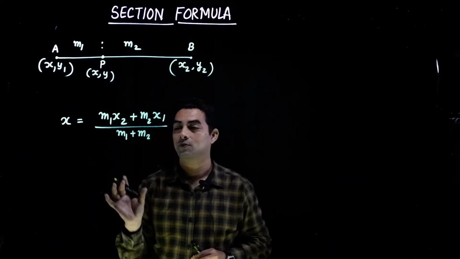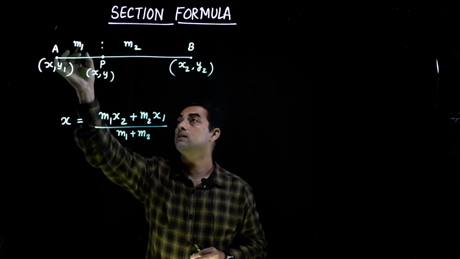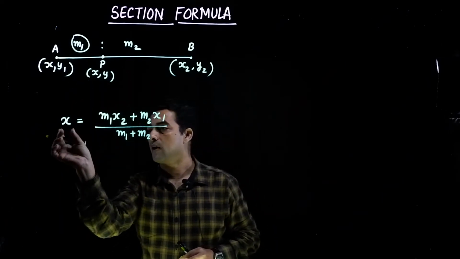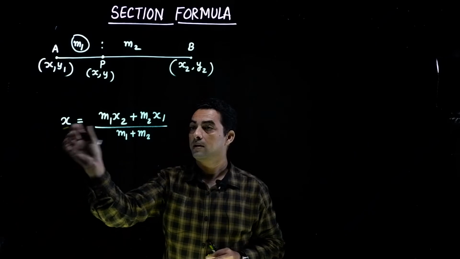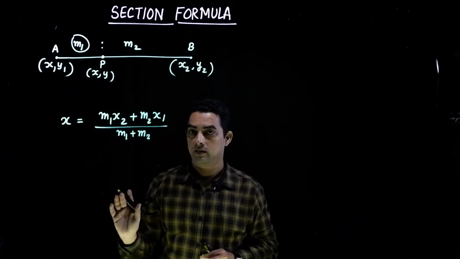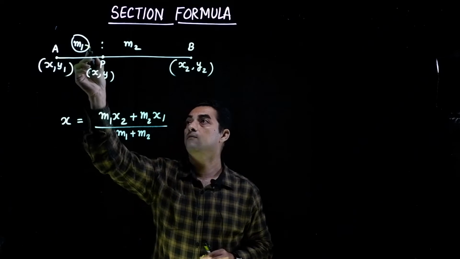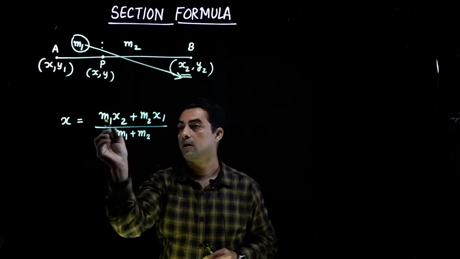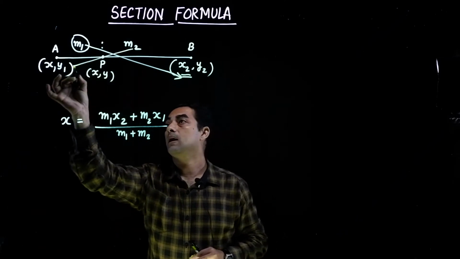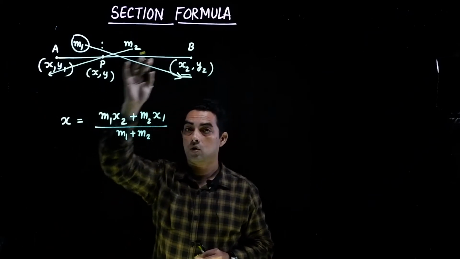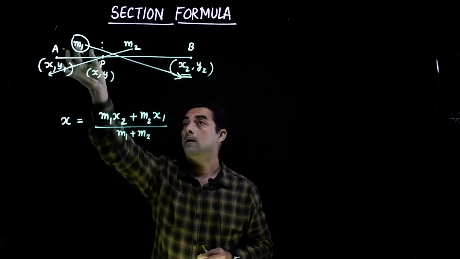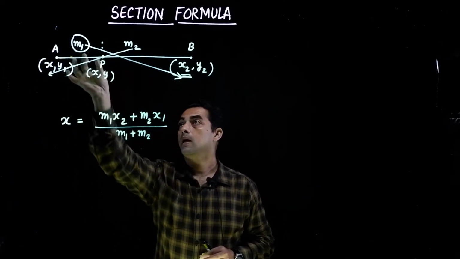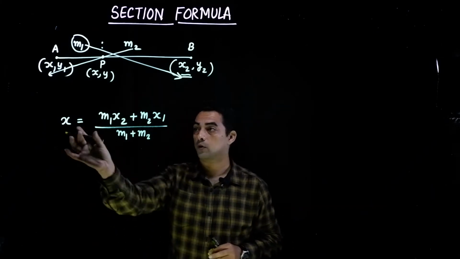Don't get confused. It is not at all confusing. See how easy it is. m1 is the first ratio. x2 is over here. So when you are finding the x coordinate, everything is x, x, x. There is no y. One thing you have to remember. And when you go for m1, it's like a cross multiplication. m1 multiplies with the x2 over here, m1 x2, and m2 multiplies with the x1. This is kind of easy for you to remember: m1 x2 plus m2 x1 over m1 plus m2. This is for the x coordinate.